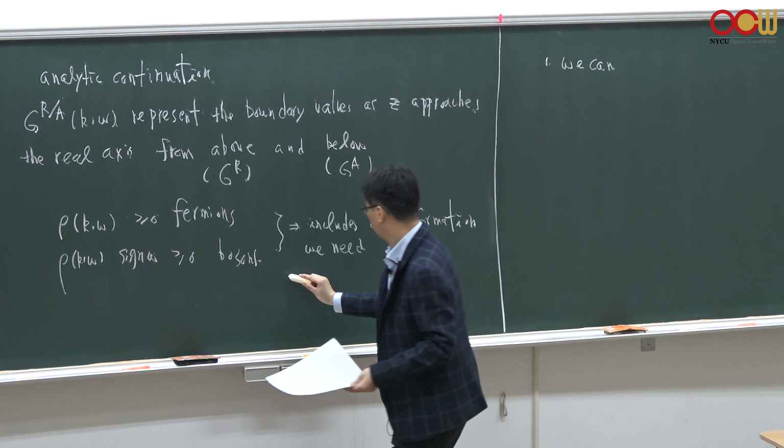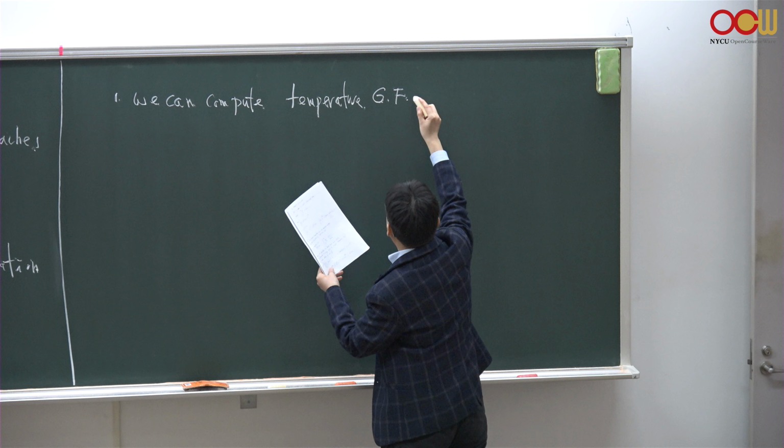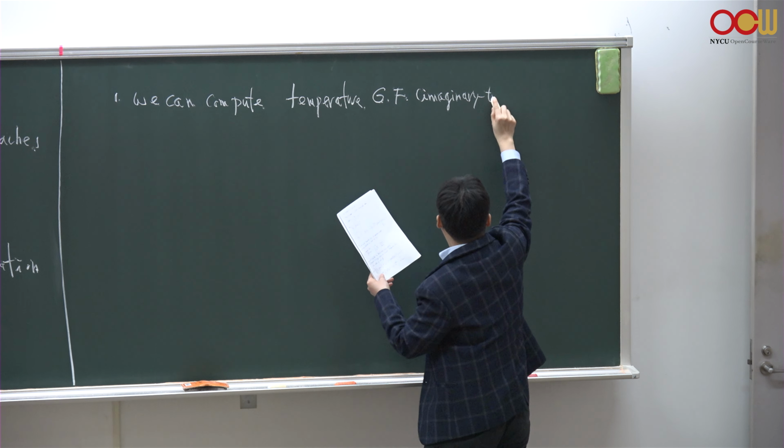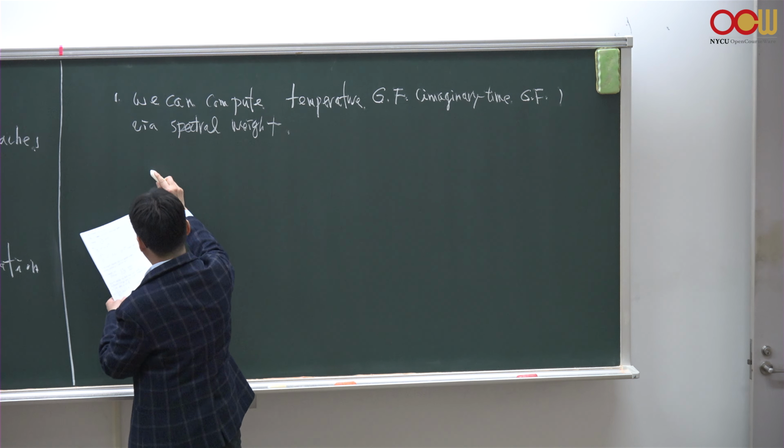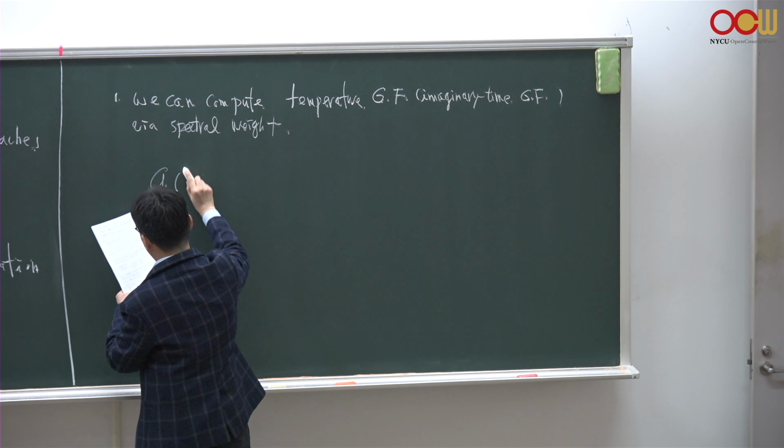Okay, so let's describe the procedure for this analytic continuation. First, we can compute the temperature Green's function, the imaginary time Green's function, via the spectral weight. And remember, this is G italic.